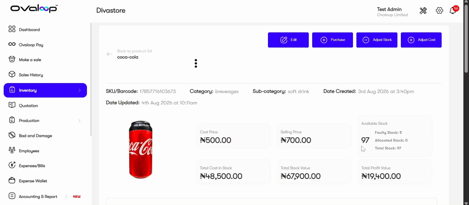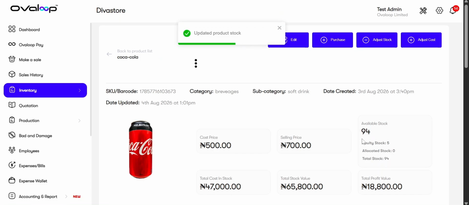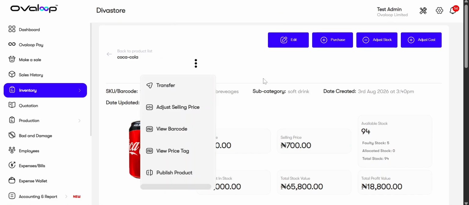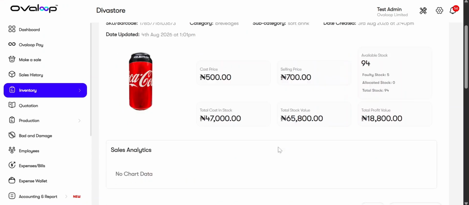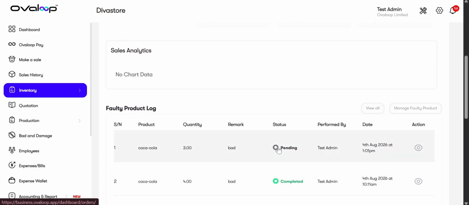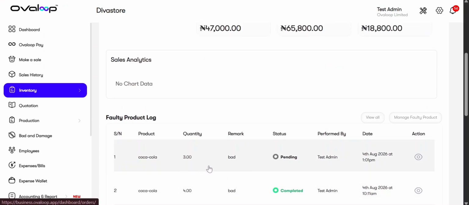Now I have 97 here before and now I have 94. The stock has been updated and now I have 3 bad Coca-Cola.